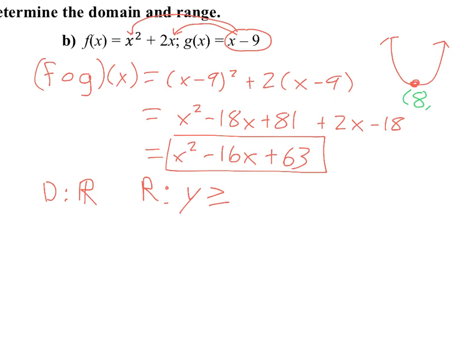So now if I plug in 8 for x, do that in your head or off to the side. I'll just show the work here. I get 64 minus 128 plus 63, which is negative 1. So the vertex is (8, negative 1), which makes my range y is greater than or equal to negative 1.